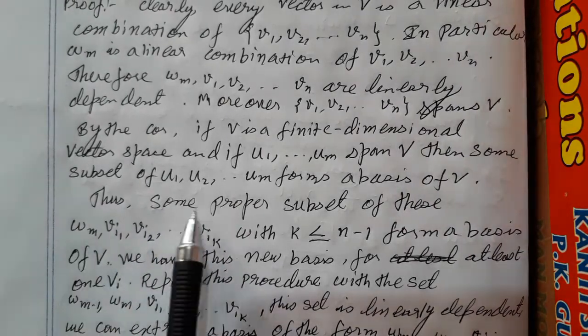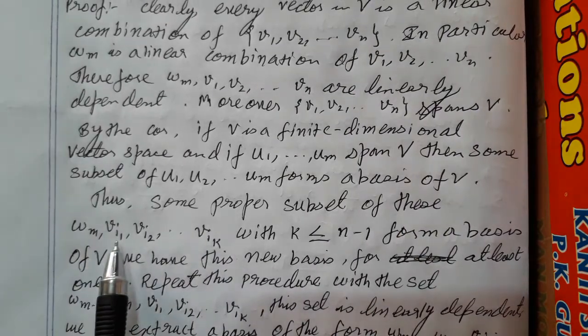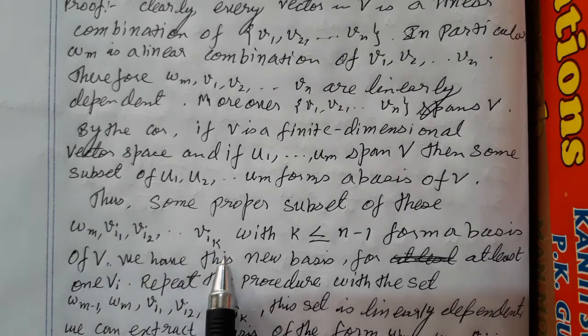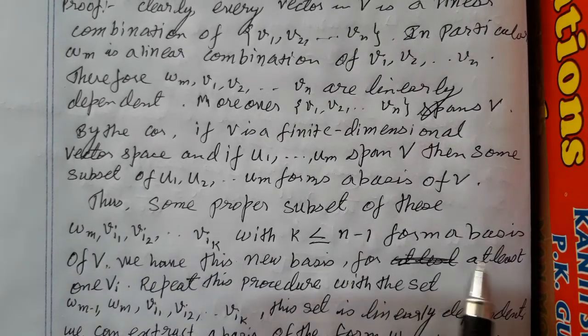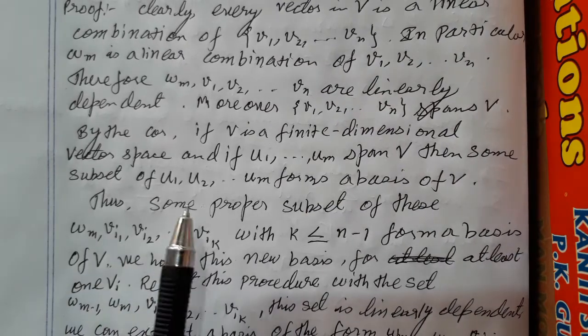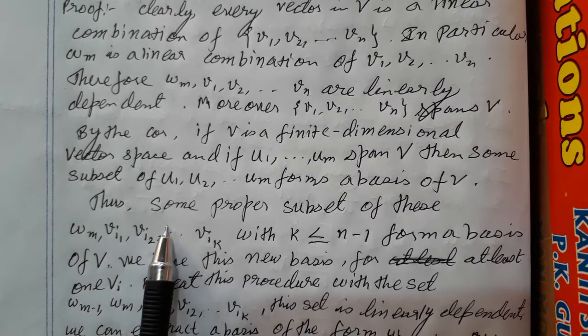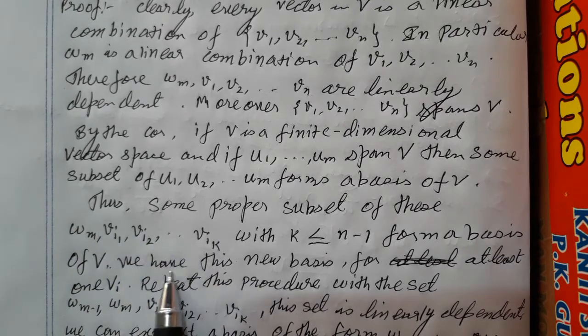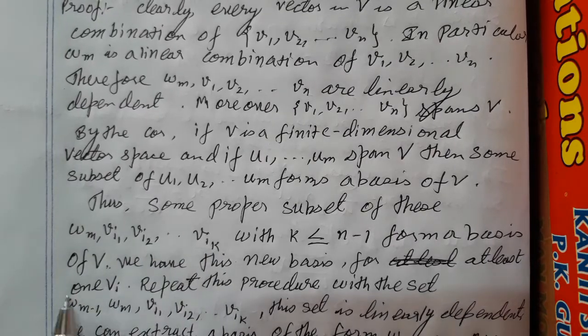So I take some proper subset of this, wm, vi1, vi2 till vik, with k less than or equal to n minus 1, which will form a basis of V, because it is linearly independent and capable of spanning the vector space. So this is our new basis, and it omits at least one vi.